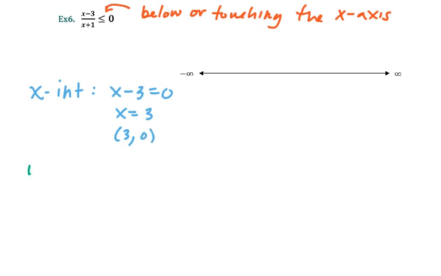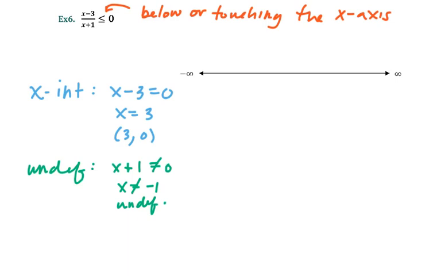And we'll also need to look at our undefined value. The undefined value is going to occur for x plus 1 being equal to 0. And so at x equals -1, it's undefined. And really, we could write that with a not equal to. So we've got x not equal to -1. That is a value I'm going to plot on my number line.